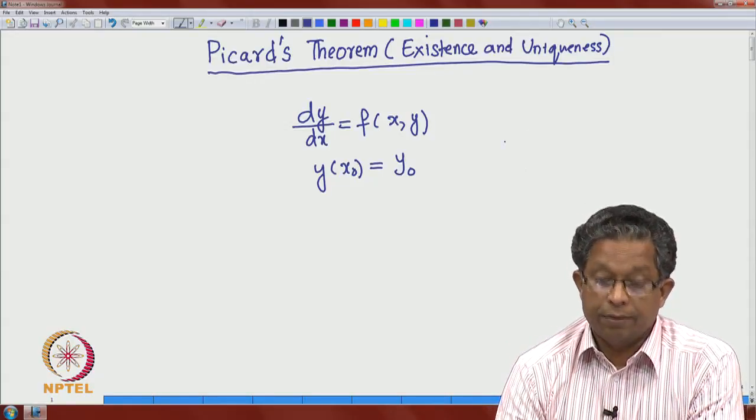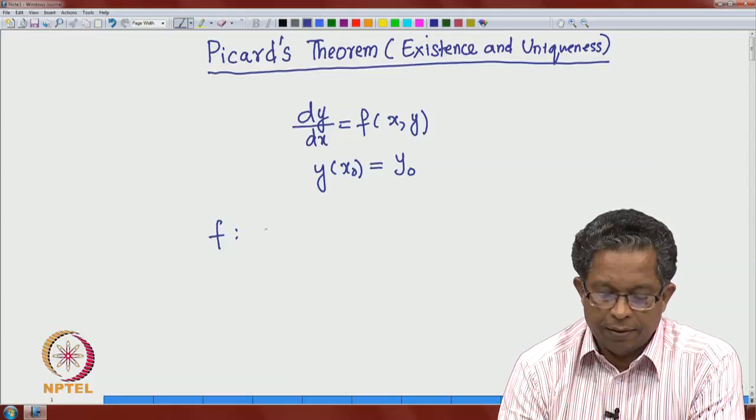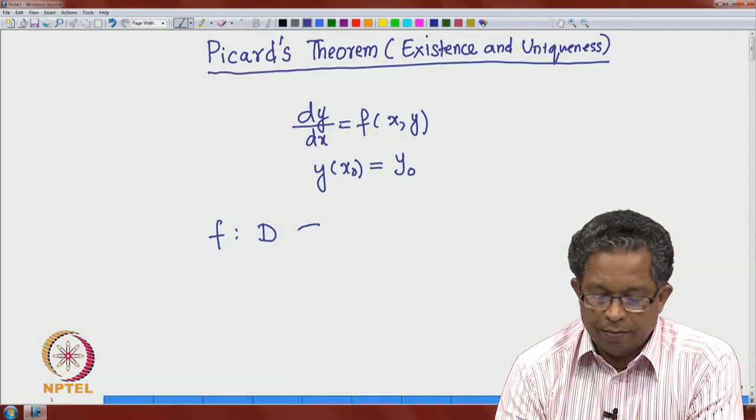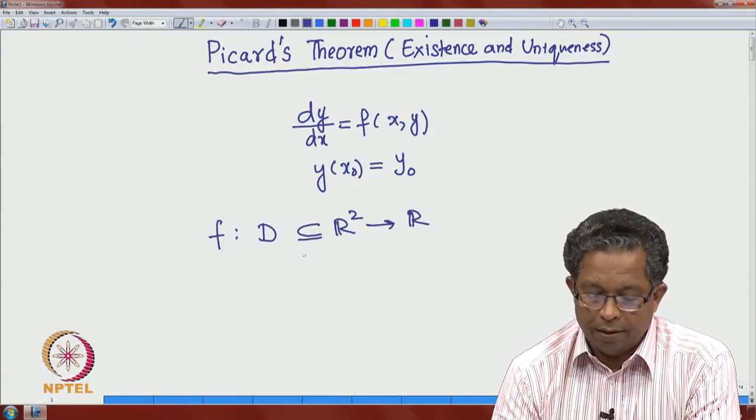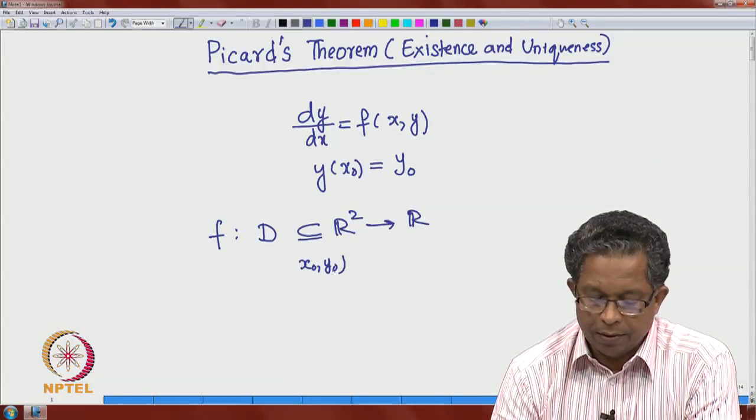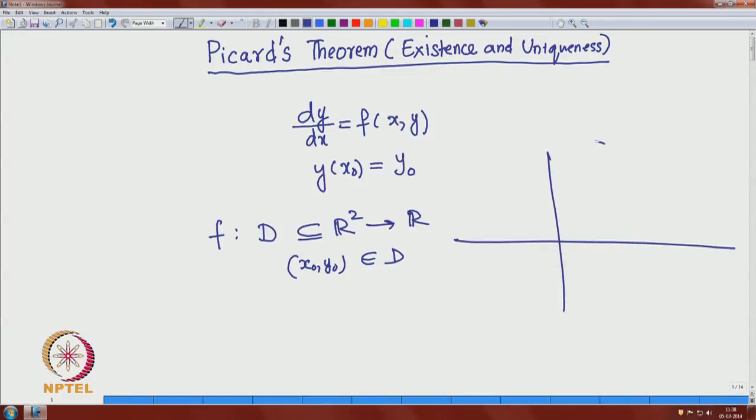Where f is a function which is defined on a domain D, a subset of R2, to R, and (x0, y0) is a point, an interior point inside D. This is the point x0, this is the point y0. So (x0, y0) is the initial point, the initial condition.